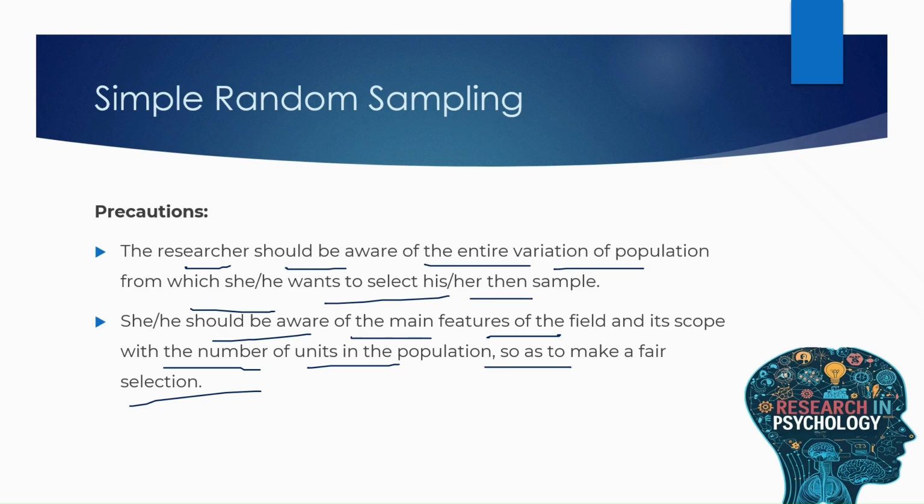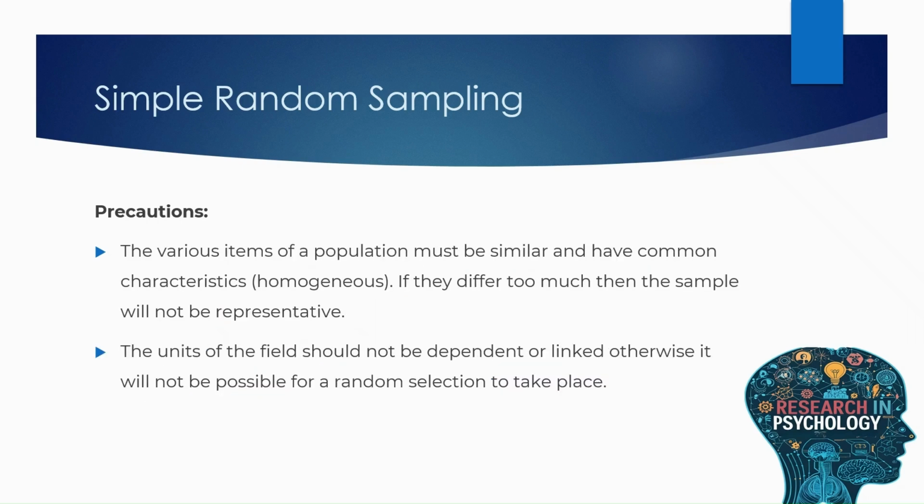Alright? The various items in the population must be similar and have common characteristics, which means the population has to be homogeneous. If they differ too much, then the sample will not be representative. This we have also discussed. If you want to have simple random sampling, you have to make sure that the population is homogeneous, which means every single unit exhibits similar characteristics, or whatever criteria you are using for your study, all the population should exhibit that particular criteria and should be homogeneous in nature.